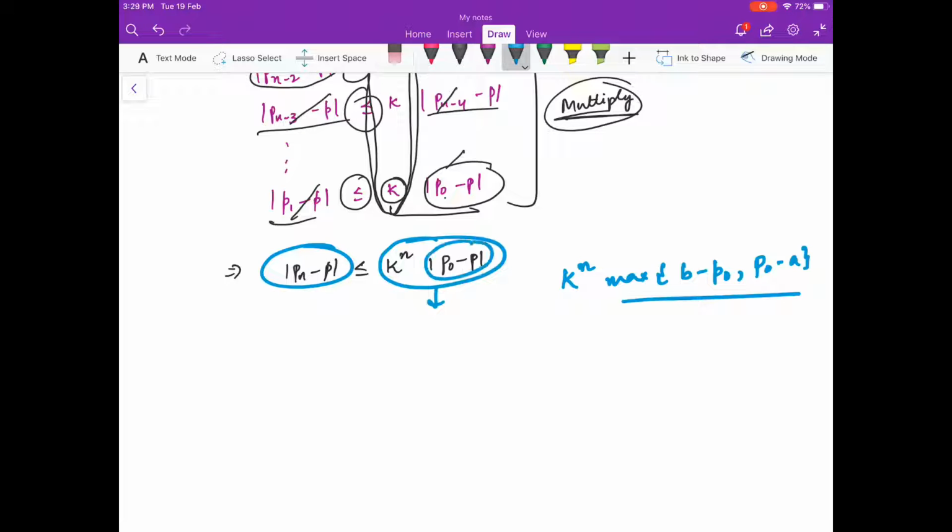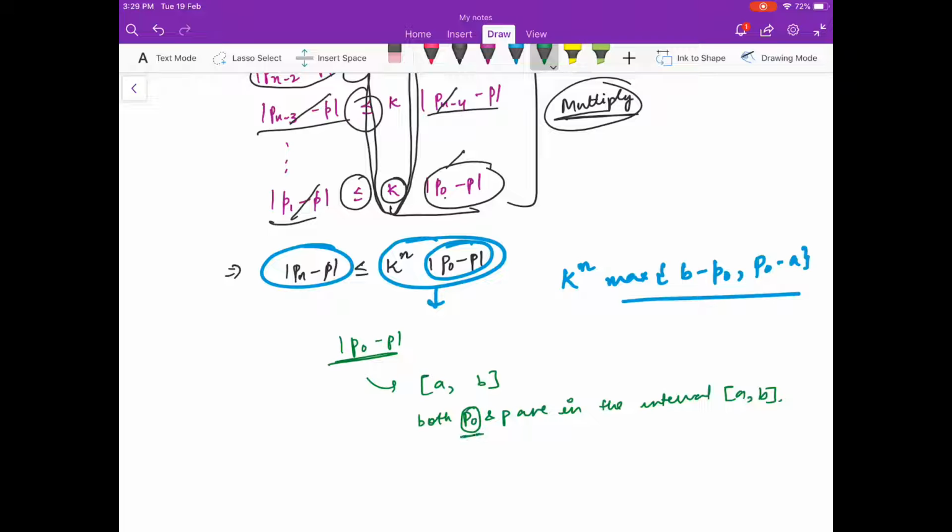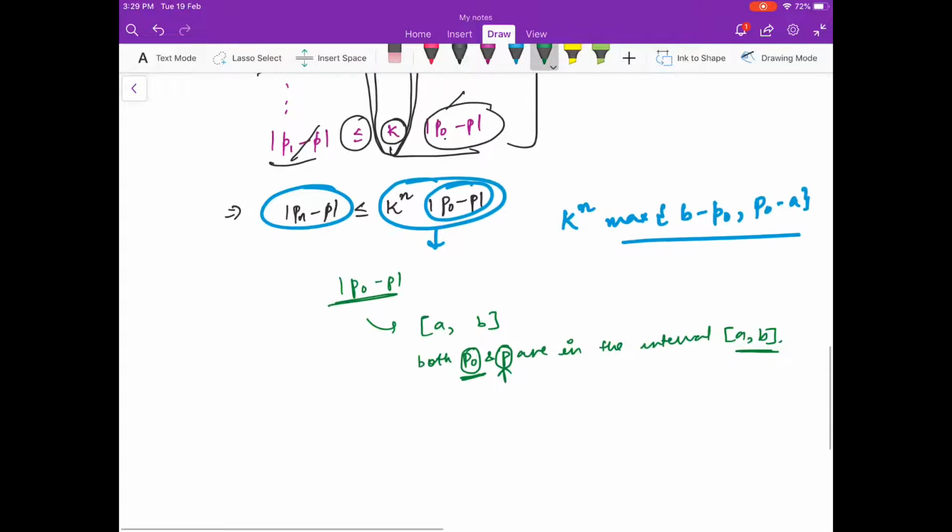So let us look at what is this. What is this P0 minus B? Where these points are? We have started with the interval AB. Both P0 and P are in the interval AB. Why? Because P0 we have started, the initial guess in the interval AB, and P we are claiming there exists a unique fixed point in the interval AB. So both these numbers are in AB. So you have this situation. This is your A, this is your B, and somewhere here is your P0. We don't know where P is.